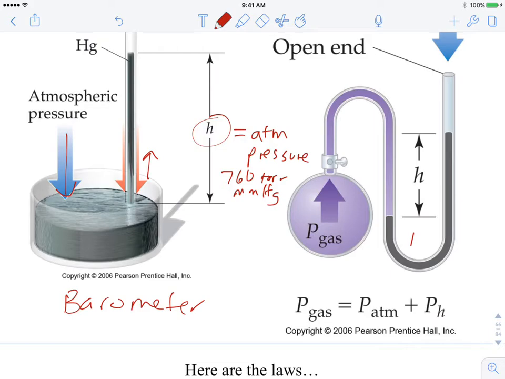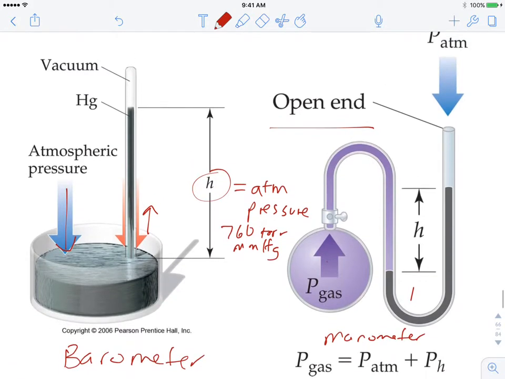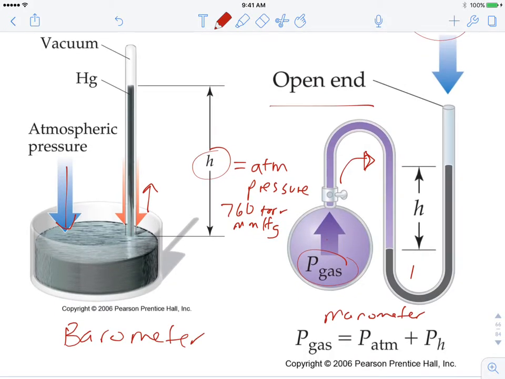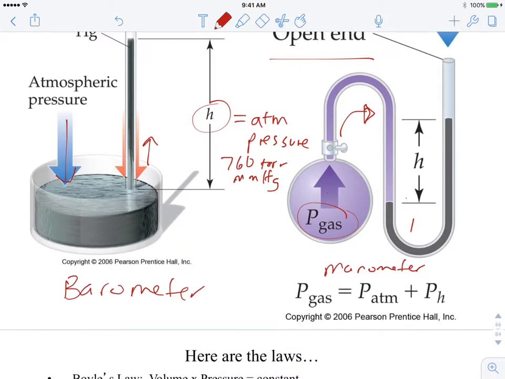Now what happens if I have something like a manometer here? With this manometer, I have a gas inside this container, and I have an open end on the other side. So now the pressure outside is pushing down, and the pressure of the gas is pushing this way. They're opposing each other. Who's winning here? Well, if you said that the gas is winning, that's good, because the gas is winning. The gas is pushing down more than the outside pressure. How much is the gas pushing down? Well, the gas is pushing against the whole atmosphere. So the pressure of the gas is equal to whatever the atmosphere is pushing plus the difference in the height.